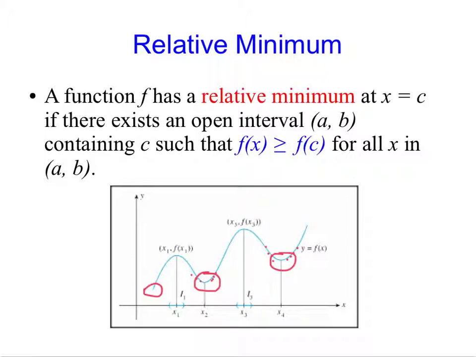And again, we have this definition. For any point x equals c, it's a relative minimum if there exists an open interval containing it, where f of x is always greater than or equal to f of c. The y values are always bigger when you're around it, except for that point. It's the lowest.